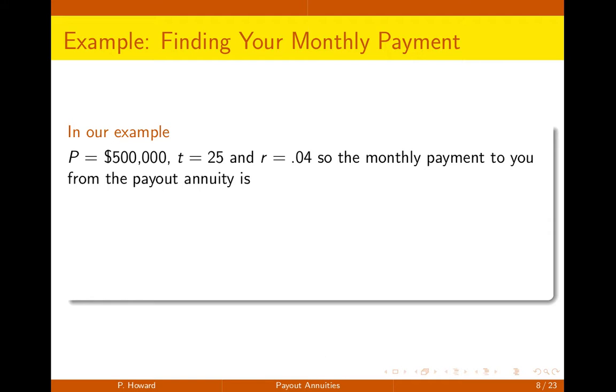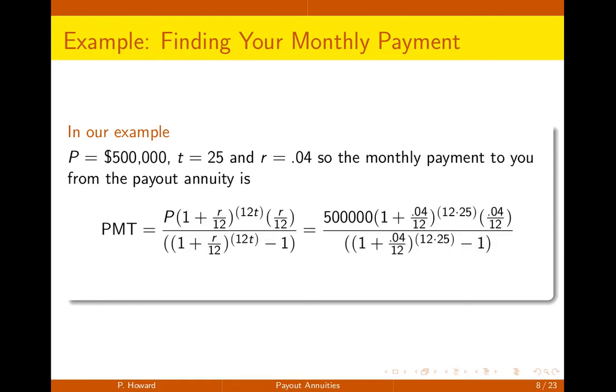So let's go back to our example where P is 500,000. The life of the annuity is 25 years, and the annual interest, in decimal form, is 0.04. So to find the monthly payment to you from this payout annuity, we're simply going to plug into the formula for a monthly payment, which I have reproduced here. And I have plugged in $500,000 for P, 0.04 for R, and 25 for T.